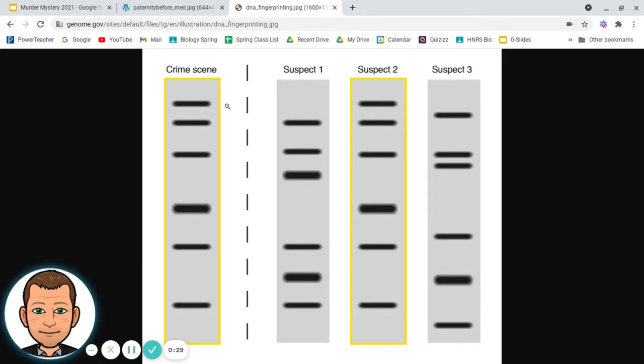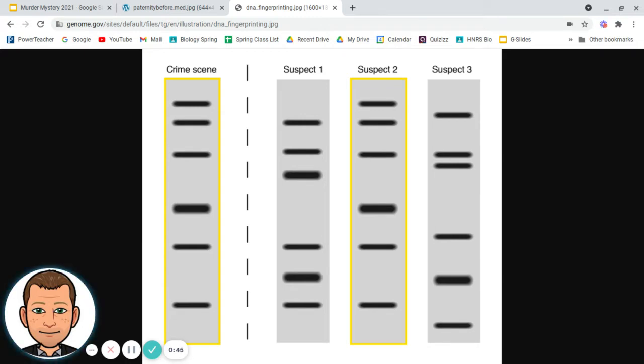And you can tell by looking at it really easily that suspect 2 is the one that did it because the banding pattern on suspect 2 exactly matches the banding pattern in the blood that was found at the crime scene. So suspect 2 is the guy you'd want to arrest.